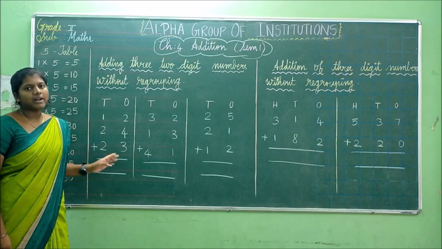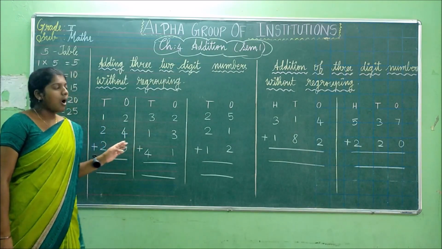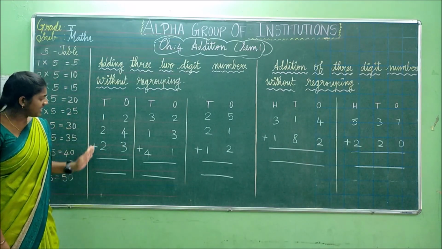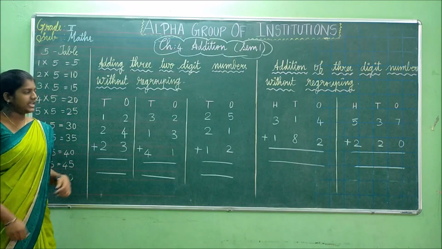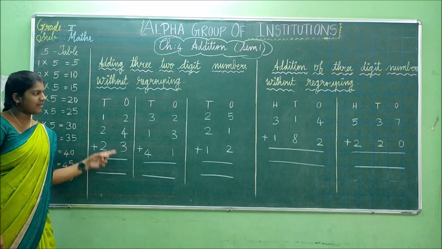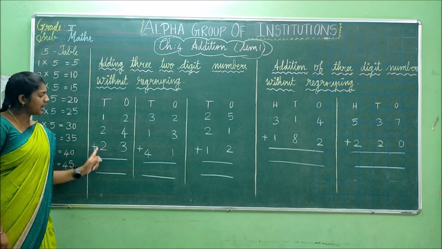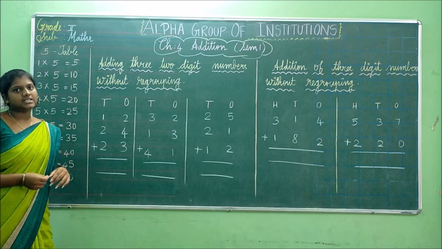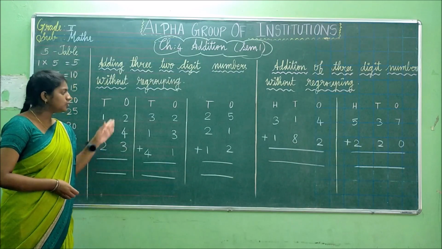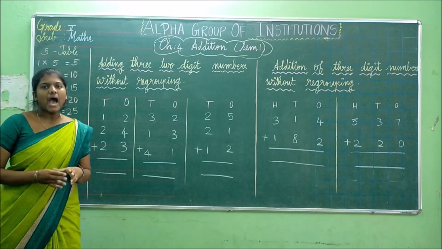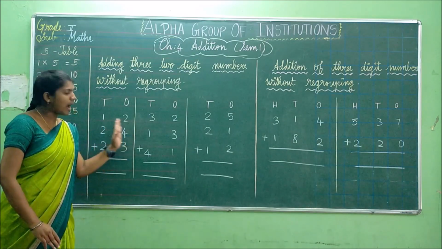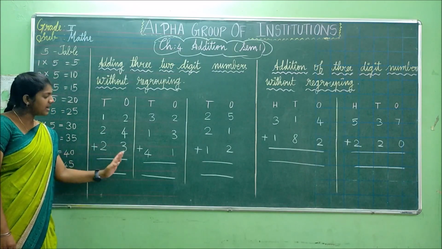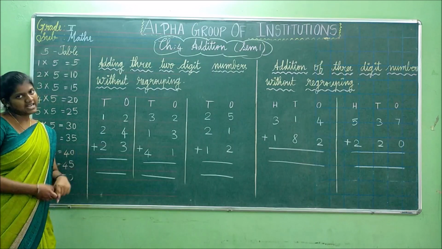We have to write the numbers orderly, like ones we have to write straight and tens we have to write straight. So what are the numbers we have? 12, 24 and 23. There are three two-digit numbers. Now we are going to learn how to add this. First we have to add from the ones place. We have to start from the ones place, then only we move to the tens place.